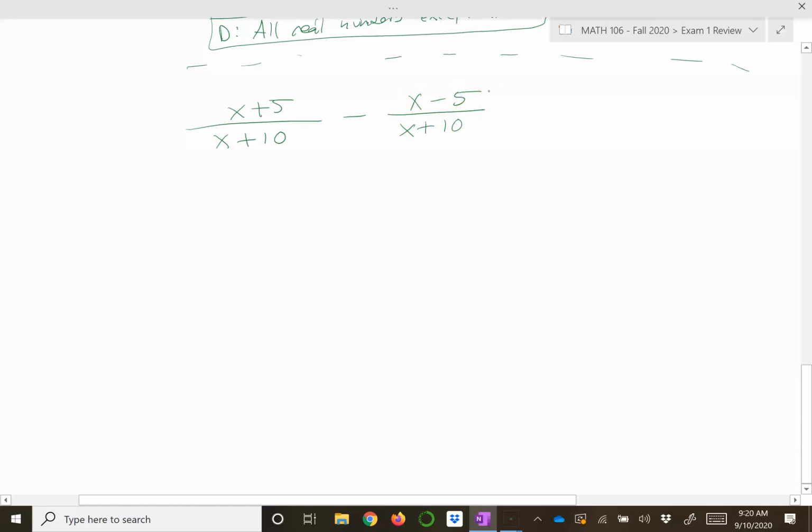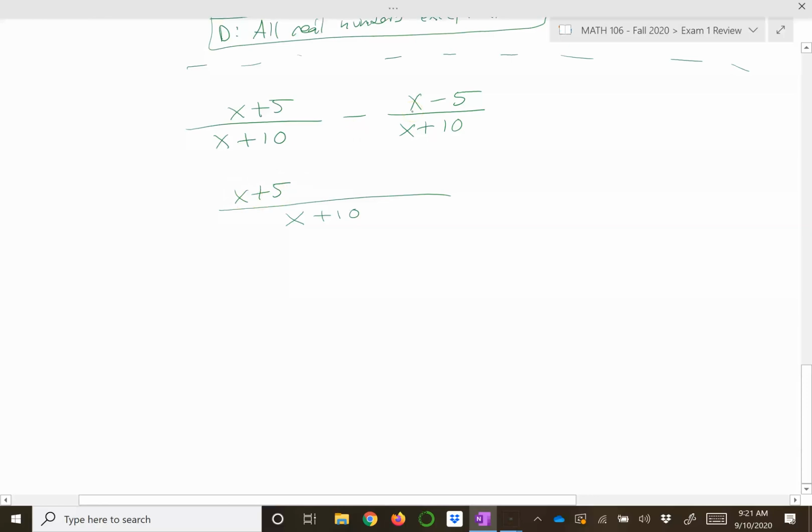Because the denominators are already the same, here's what you do. If your goal is to get them the same, on this one it's already the same, so that's good. So then you're just taking your numerators. Now, when you do this subtraction, and I see this mistake a lot, you only want to do the first term in the second numerator.